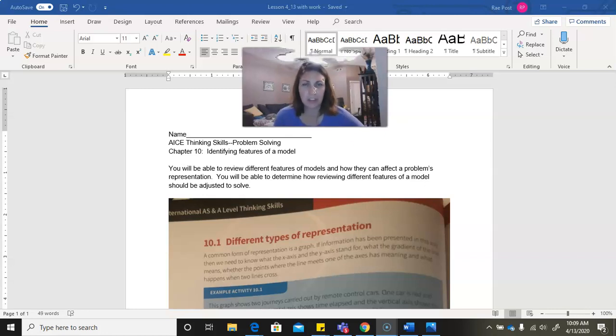Today we are going to work on problem solving. Well, this whole week we're going to work on problem solving. If you have your book, we're going to work on chapter 10, which is identifying features of a model.